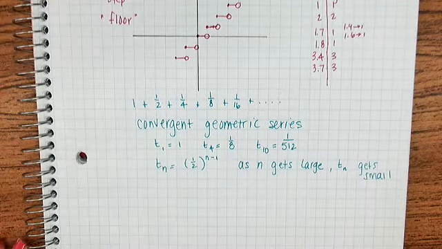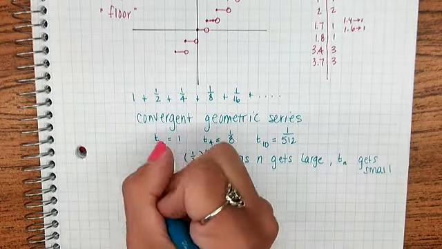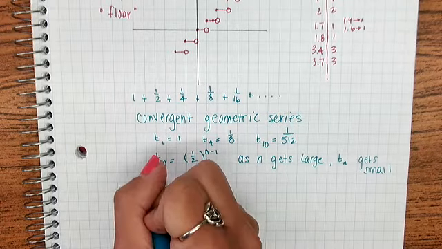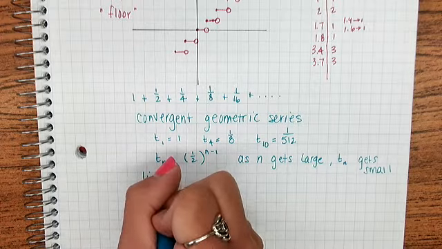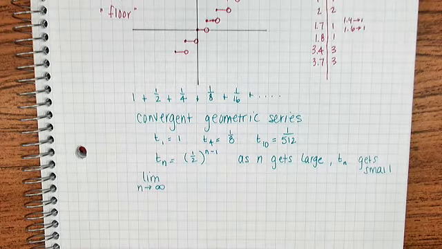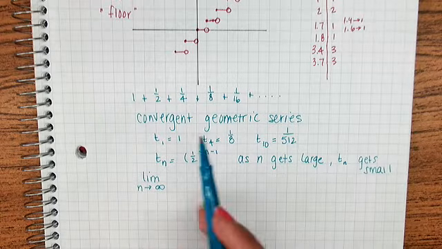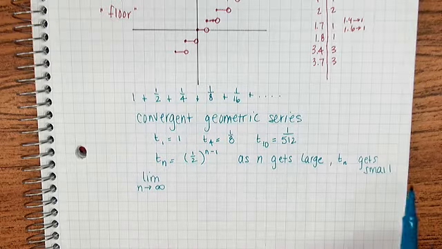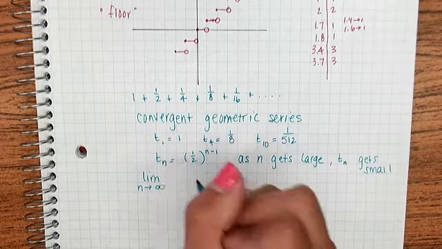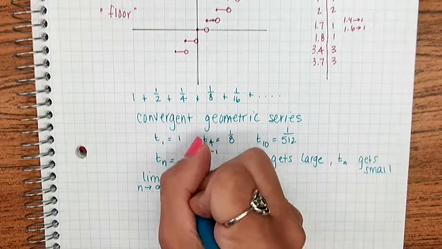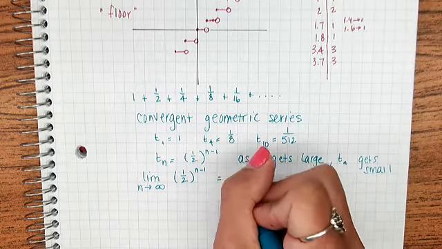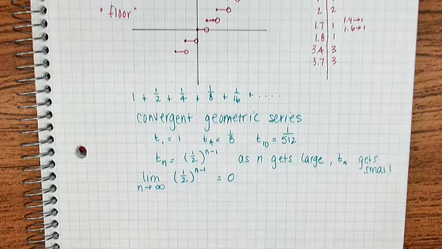We're going to write that in what we call limit notation. So what we're saying is the limit as n gets really large, infinity, the value of this sequence, the summation is the series, the sequence is the list of terms. The value of this sequence, which is 1/2 to the n minus 1, is equal to 0.